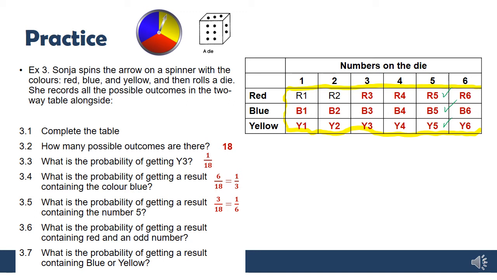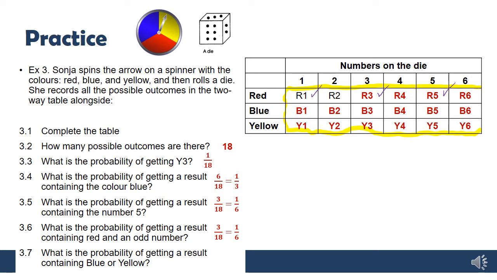3.6, what's the probability of getting a result containing red and an odd number? So let's tick all the ones that are red and odd. So red and 1, 3, and 5. So I have 3 possible outcomes out of 18 total. Again, that simplifies to 1 over 6.